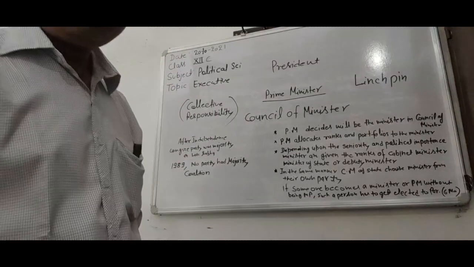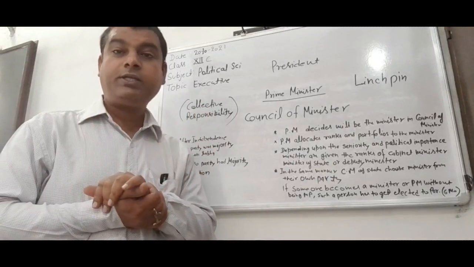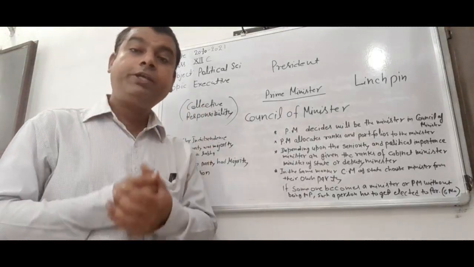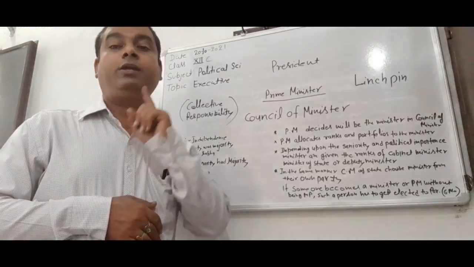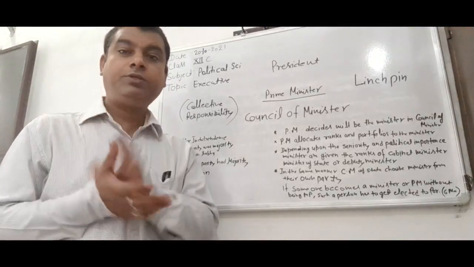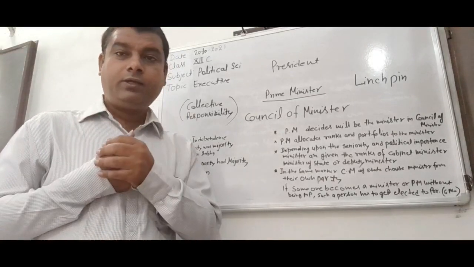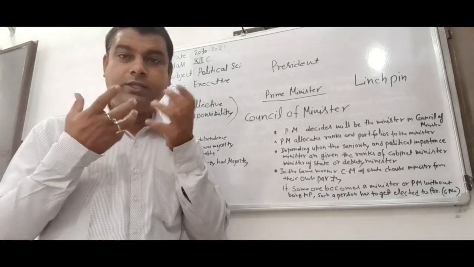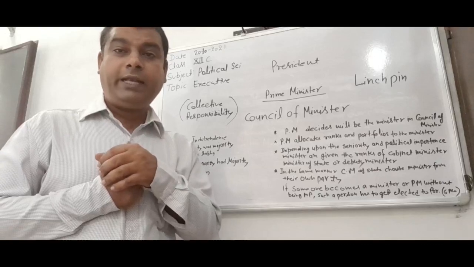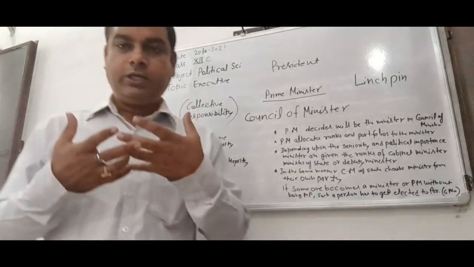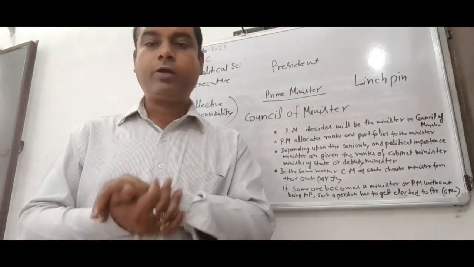Class, the power used by the Prime Minister depends upon their political position. Suppose in the country one party has a majority, then their Prime Minister has power, and we can say they have ultimate power. Everything is going according to the Prime Minister.